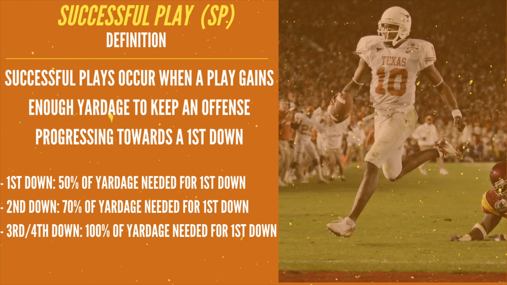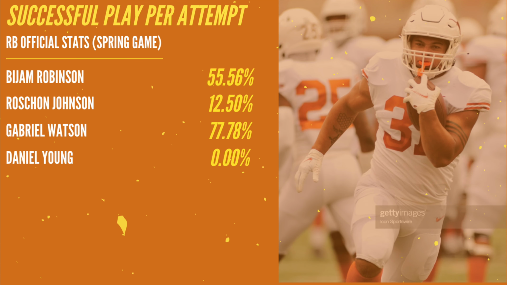Now let's take a look at the last category here. We're going to talk about the successful plays per attempt. Bijan Robinson had, let's take a look, how many successful plays did Bijan have? Let's take a look at this number here. He had 5 successful plays on those 9 attempts for a 55.6% successful play per attempt average. Next guy on the list is Rojo. He had 1 successful play on his 8 attempts for a 12.5% successful play per attempt.